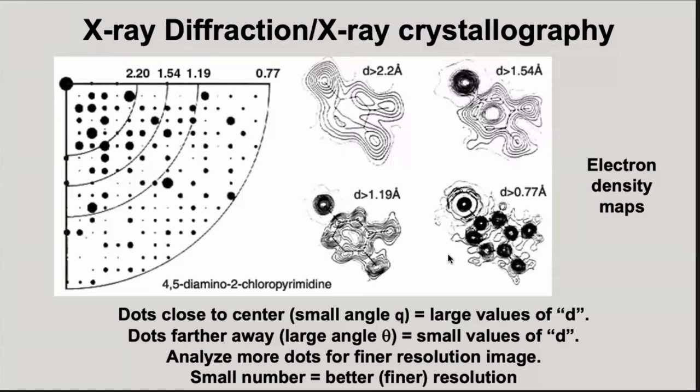By biological standards, this is still a very simple molecule compared to something like a protein or DNA. And yet, if you look over on the left, what we're looking at is just one quadrant, one corner of the X-ray diffraction pattern. And you see how many dots are produced, how many different reflections of that X-ray beam are produced by even a relatively simple molecule like this.